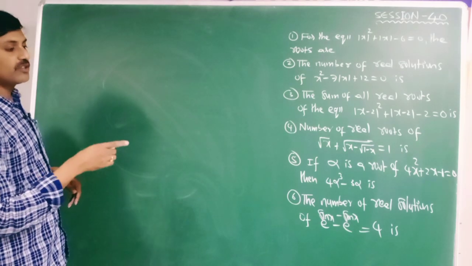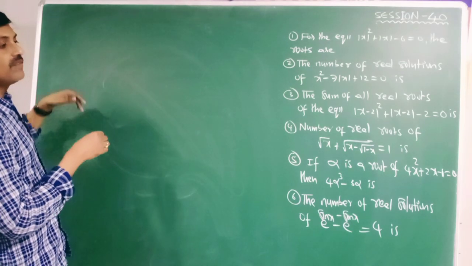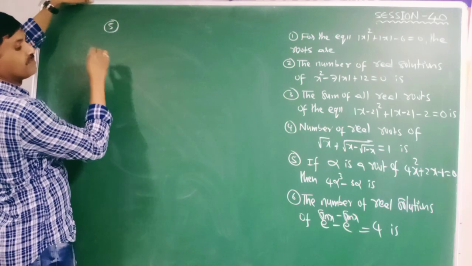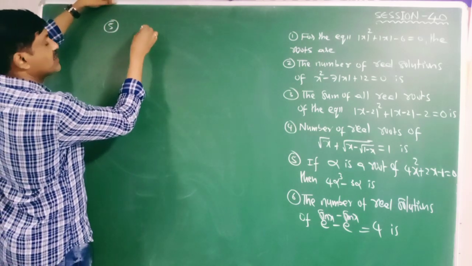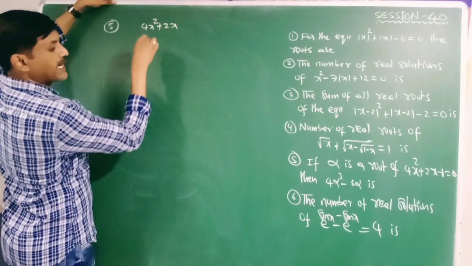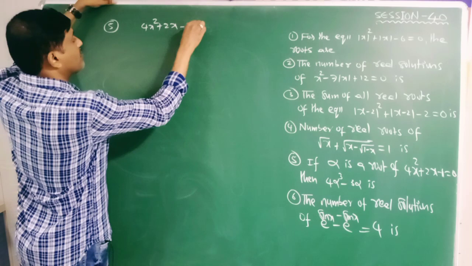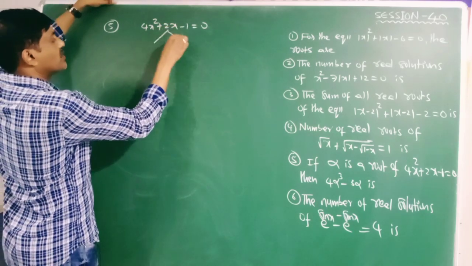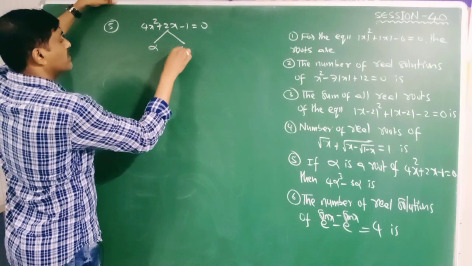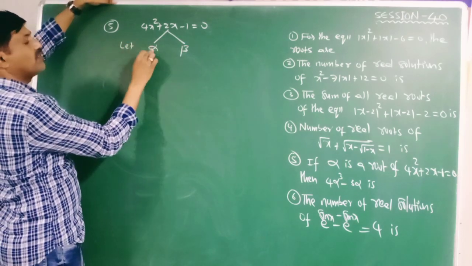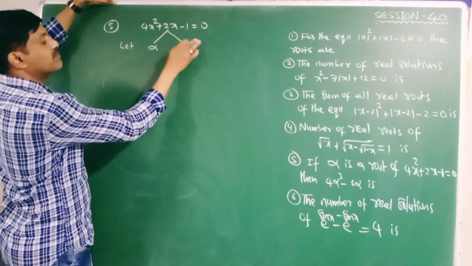Students, move on to the next question. If alpha is a root of 4x square plus 2x minus 1 is equal to 0, as our quadratic equation is 4x square plus 2x minus 1 is equal to 0. Alpha is a root of this. One root is alpha, the other root we consider is beta.